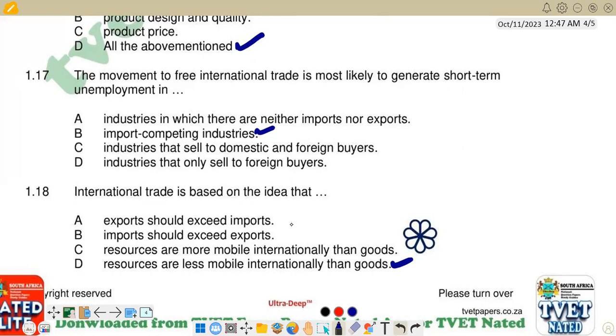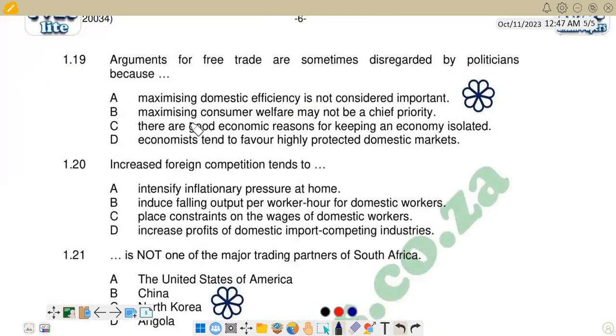We go to 1.19. 1.19 says arguments for free trade are sometimes disregarded by politicians because... we are looking for a disadvantage now of free trade. Obviously, we can always reevaluate the scenario of free trade. We have to come up with some of the disadvantages or arguments that we can put across against the issue of free trade. So let's look at the disadvantage from the options that we have there. So we are on 1.19.